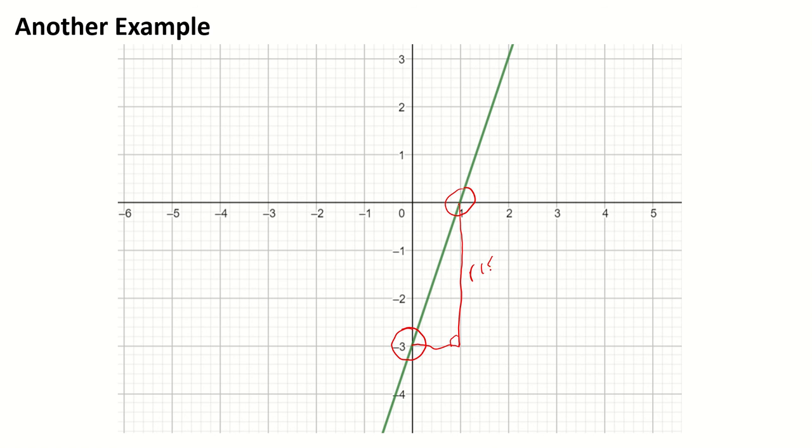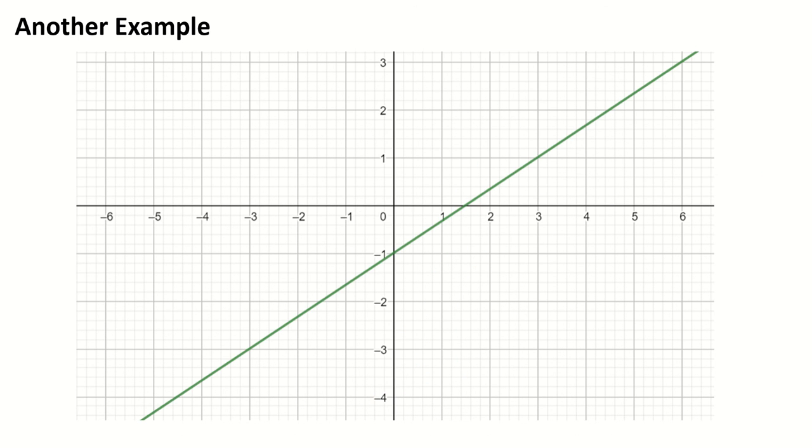So in this instance, the rise is equal to 3 as it moves through 3, and the run is equal to 1 because it moves across 1. So our gradient then is rise divided by run, in this instance 3 over 1, so this gradient would also be 3. Let's look at one more example.